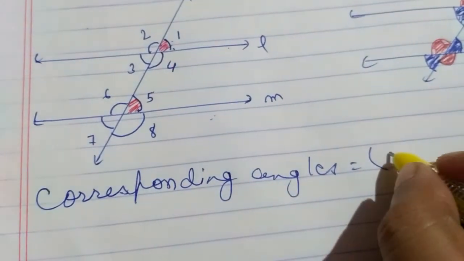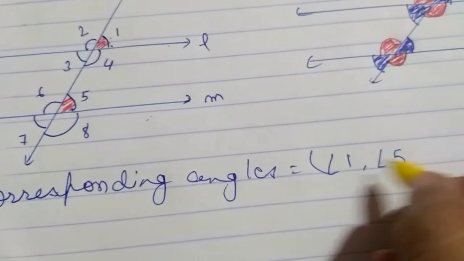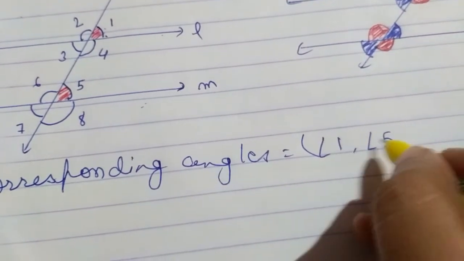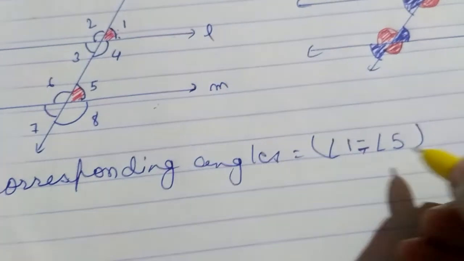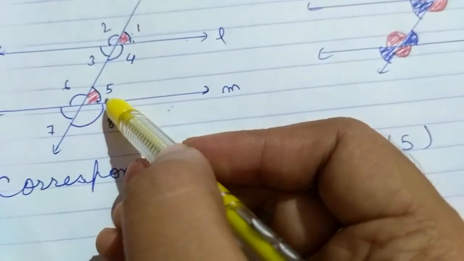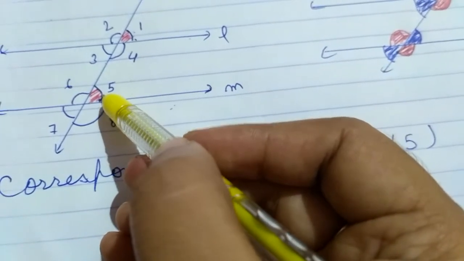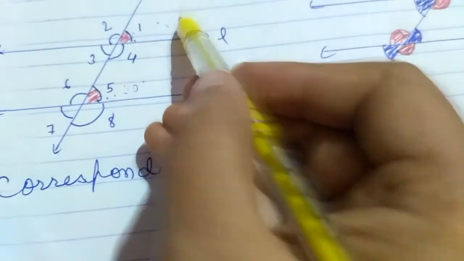First pair is angle 1, angle 5. Both of these angles are equal also. Angle 1 जितना होगा, angle 5 भी उतना ही होगा. Suppose अगर 5 का angle दिया है 30 degree, तो ये भी 30 degree होगा.